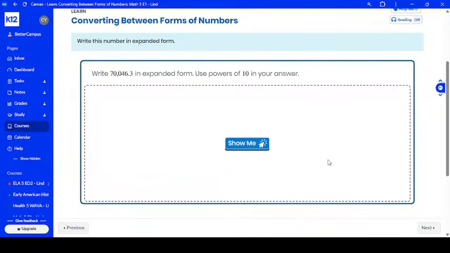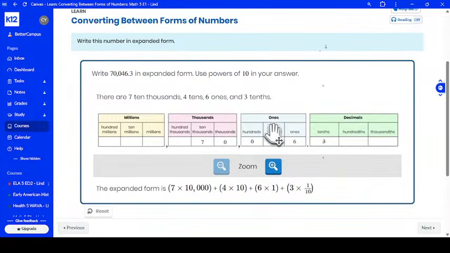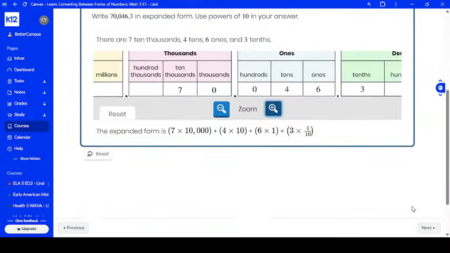Write this number in expanded form. You have 10 seconds to answer that question. 10, 9, 8, 7, 6, 5, 4, 3, 2, 1. The answer is this. Next, try it.